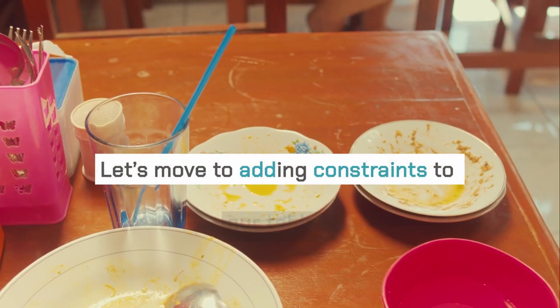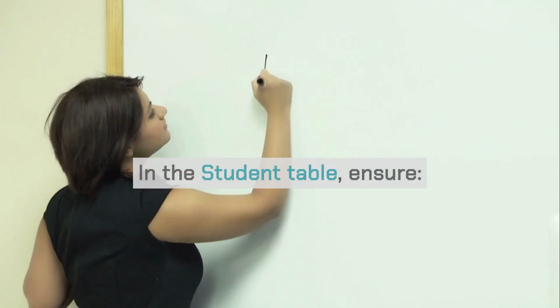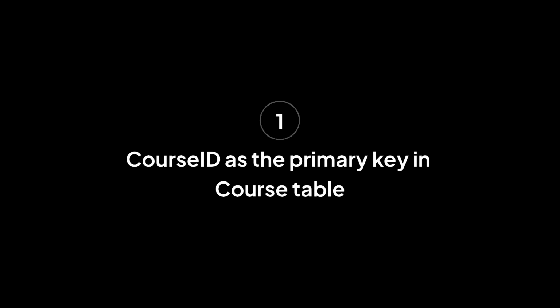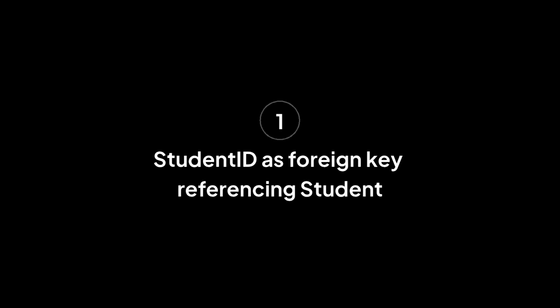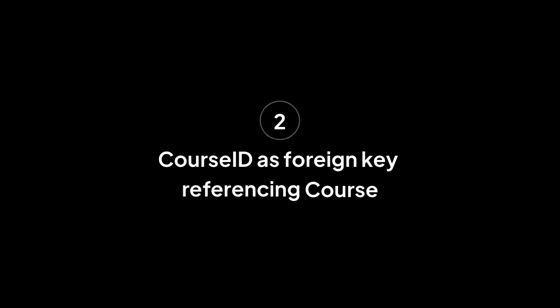Let's move to adding constraints to our tables. In the student table, ensure student ID is the primary key. Email is unique. In the course table, course ID should be the primary key. In the enrollment table, student ID is a foreign key referencing student. Course ID is a foreign key referencing course.